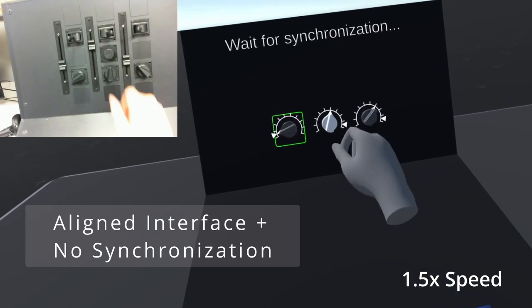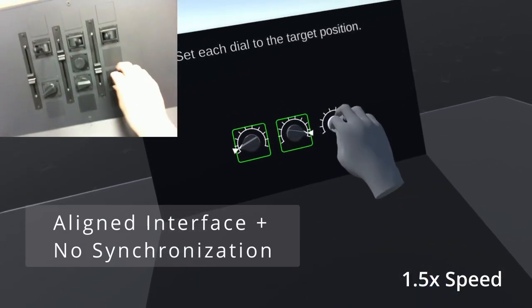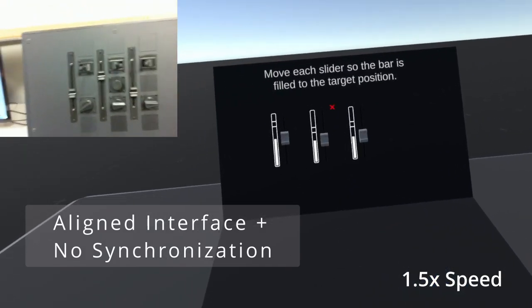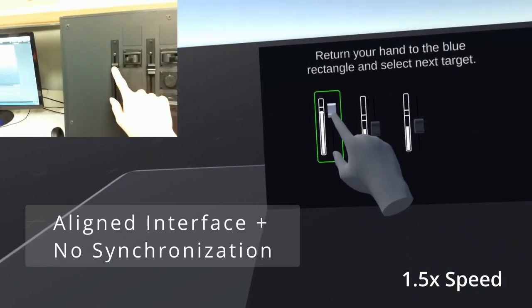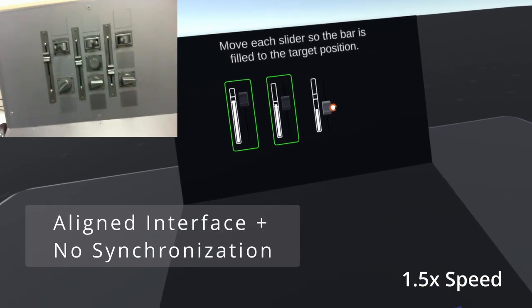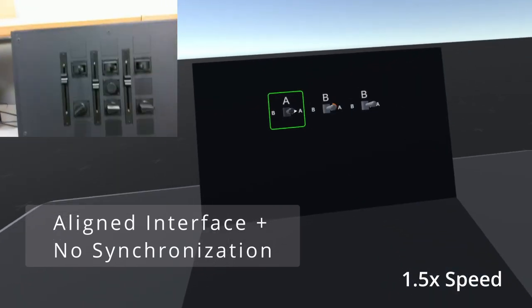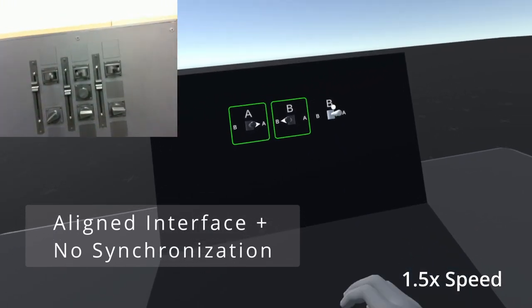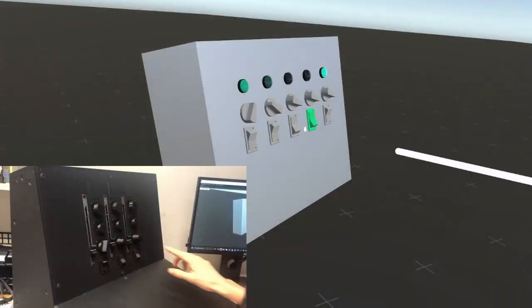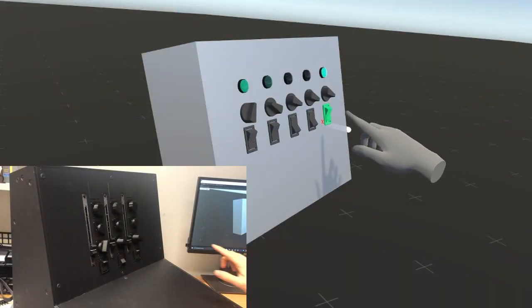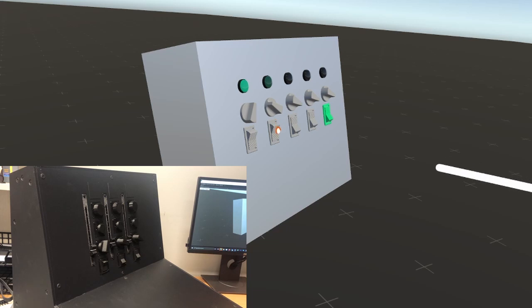The aligned interface was also more usable than the remapped interface, although the median score on the system usability scale was above 80 in both cases. These results suggest that more work is needed to increase the usability of remapped interfaces. However, they can effectively provide haptic feedback for user interfaces in virtual reality with a range of control types.